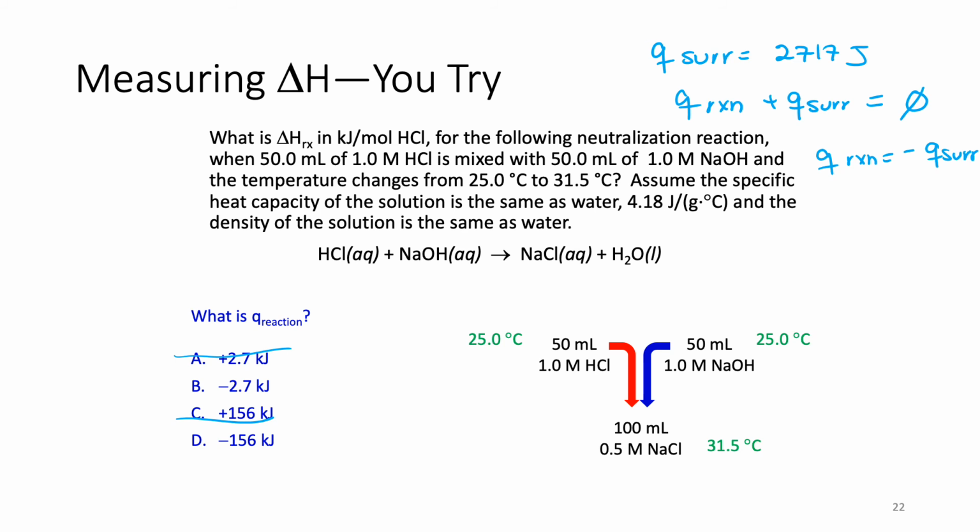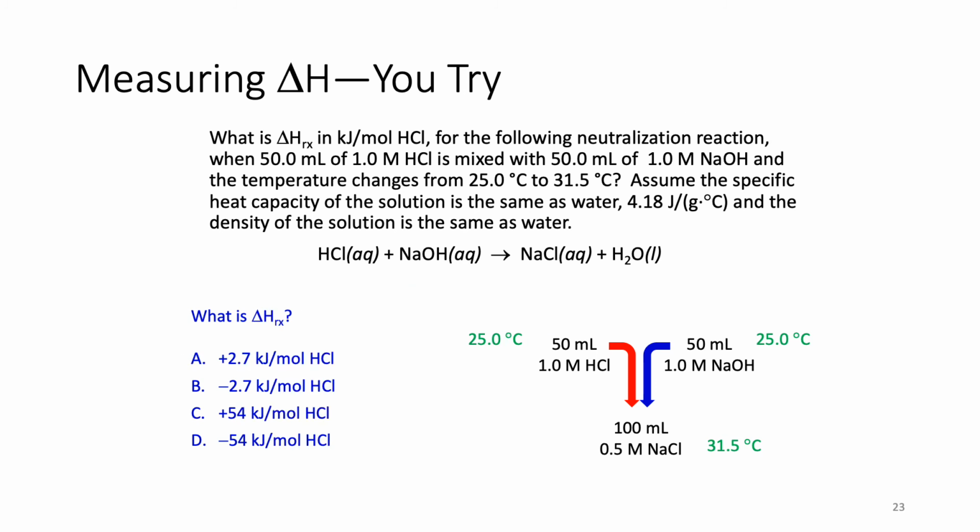So I do it. So I have negative 2717 joules. There's 1,000 joules in 1 kilojoule. My answer is going to be negative 2.7. That is the Q of my reaction. The last part of this problem is going to be calculating the delta H of reaction.